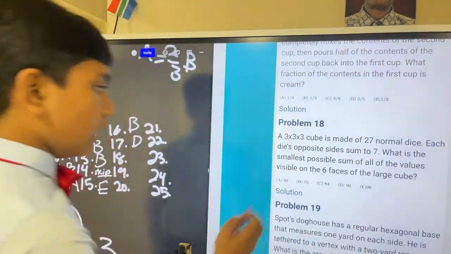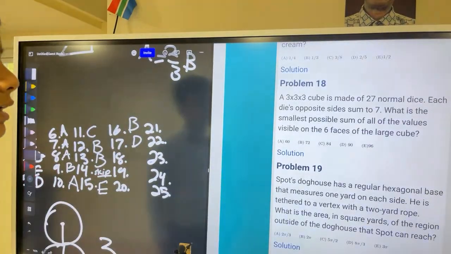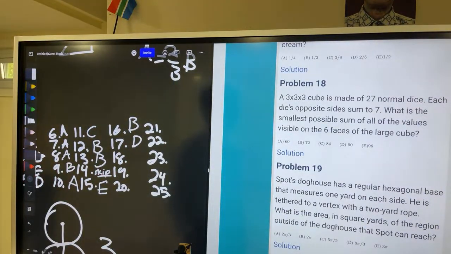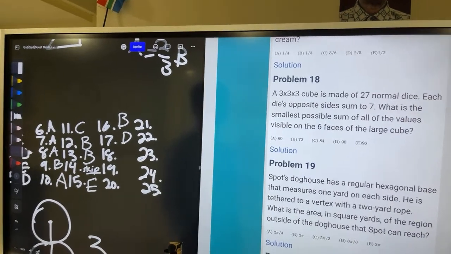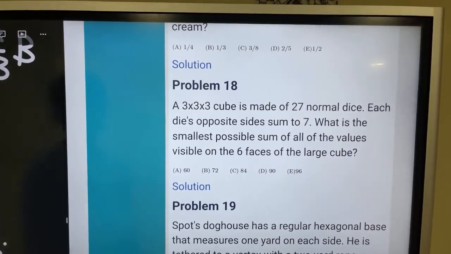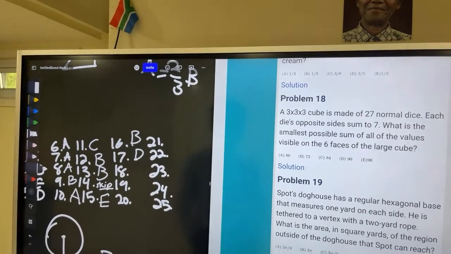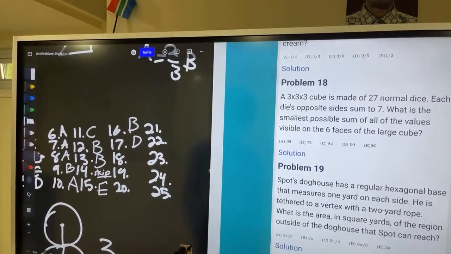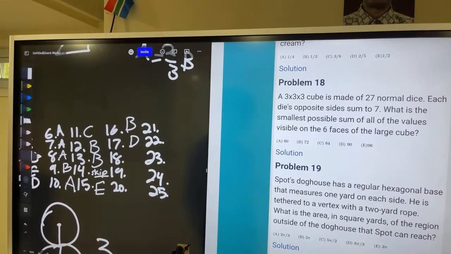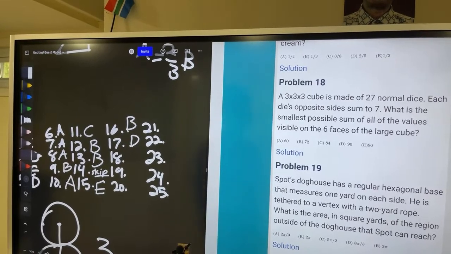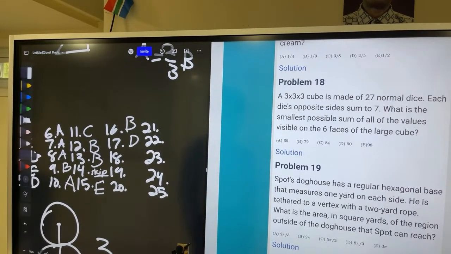18. A 3 by 3 by 3 cube is made of 27 normal dice. Each die's opposite sides sum to 7. What is the smallest possible sum of all of the values visible on the 6 faces of the large cube? Read that again. Each die's opposite sides sum to 7. Well, that's true of any die, is it not? What is the smallest possible sum of all of the values visible on the 6 faces of the large cube?